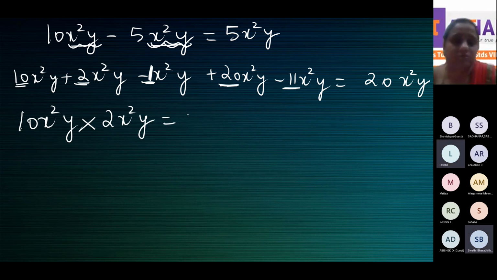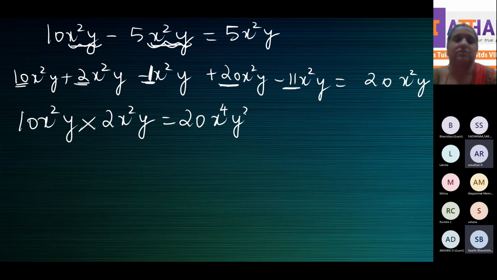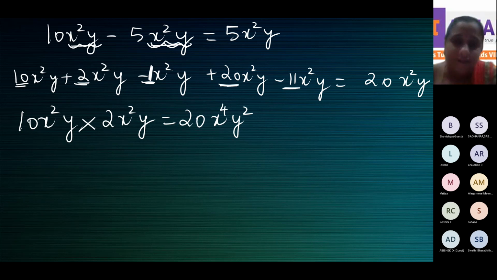20x square y. 4y square. 20 X to the power 4y square. X to the power of 4, y square. Y square, correct. Because when you multiply, you can multiply anything. Addition and subtraction can be only done with like terms. Only like terms can be added or subtracted.